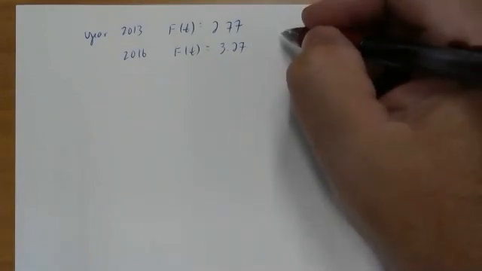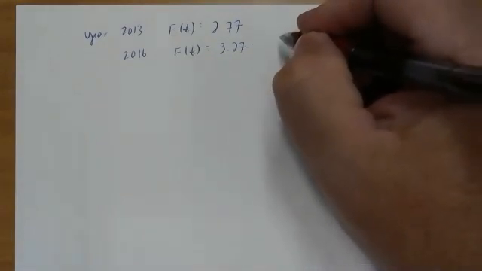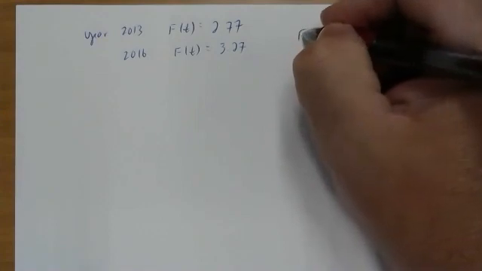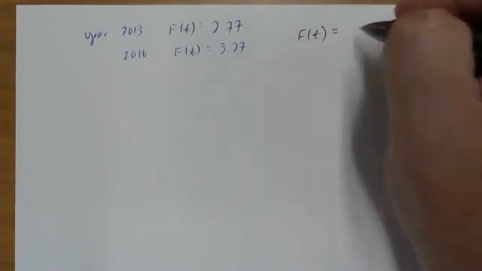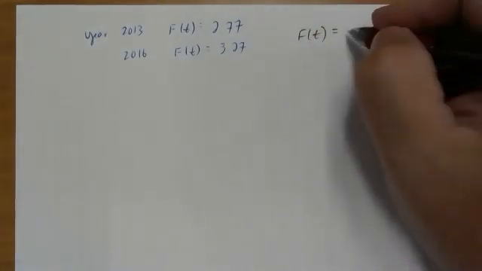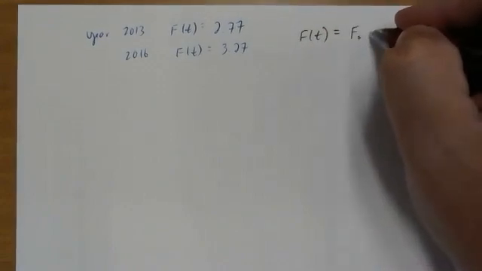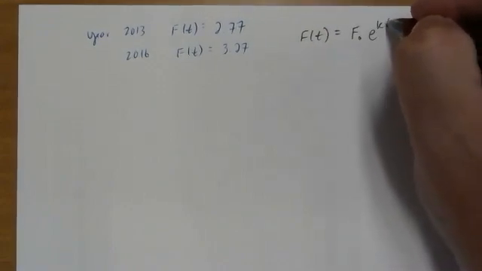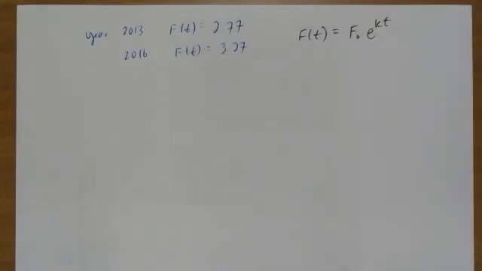And they're saying use an exponential function. So let's just write it. Exponential function says f of t equals f naught e to the k t, right? That's how they always look.